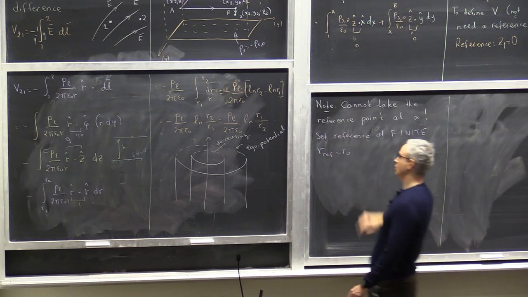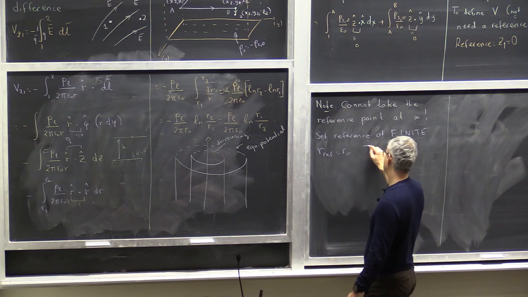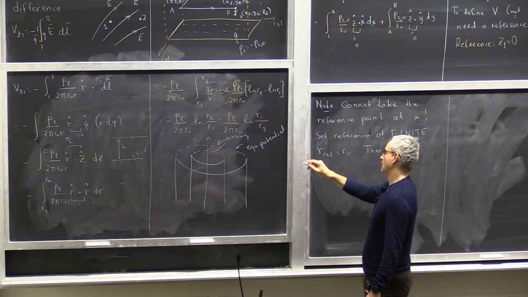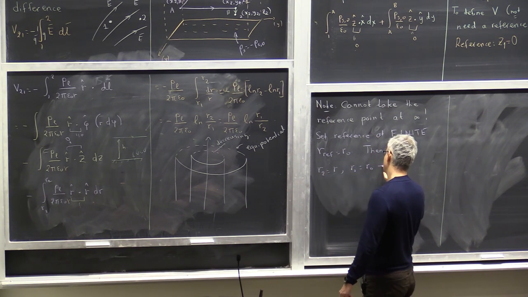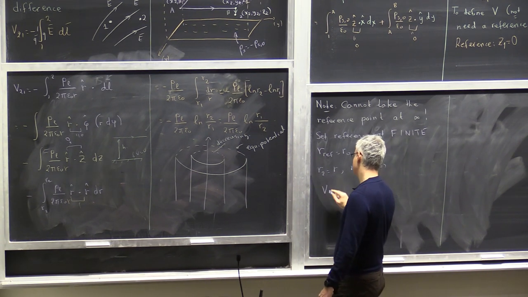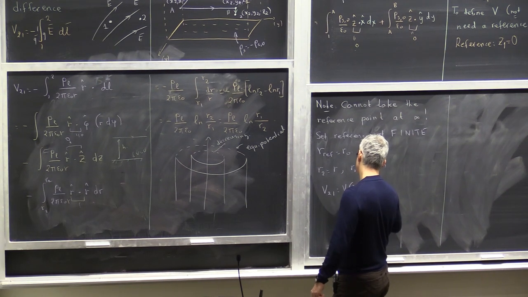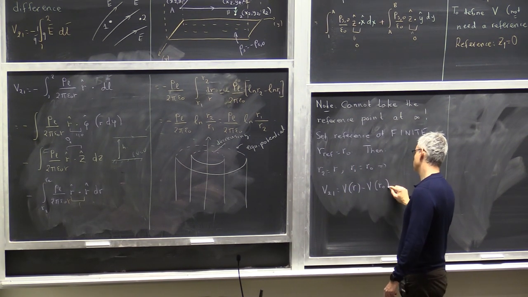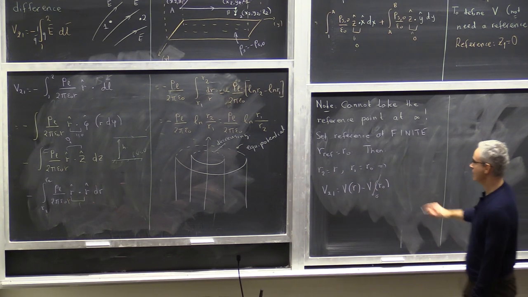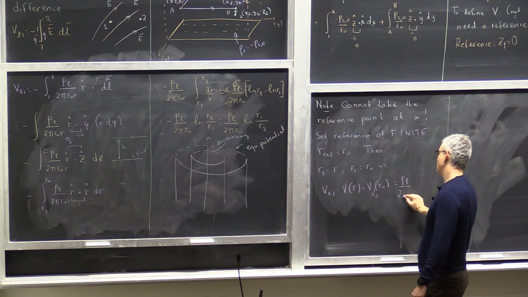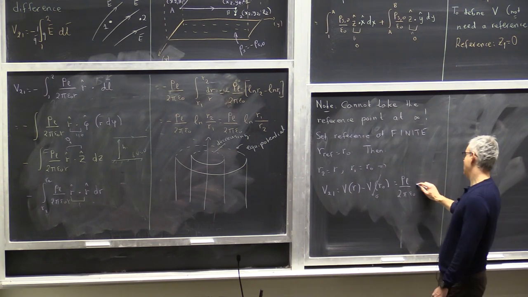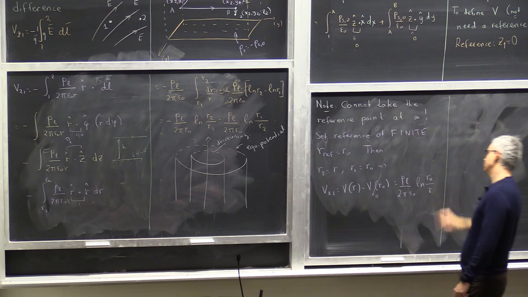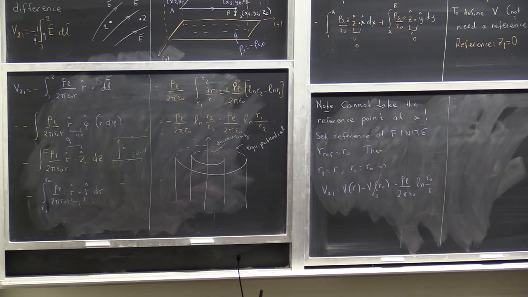So let me call it R0. Then by convention, if I set R2 equal to some general R, R1 to R0, then the formula I just derived looks like this. So I set this by convention to zero, and that gives me rho L by 2 pi epsilon naught ln R naught by R. And R naught is my choice. It can be 3 meters, 4 meters, 5 meters. It cannot be zero, it cannot be infinity.